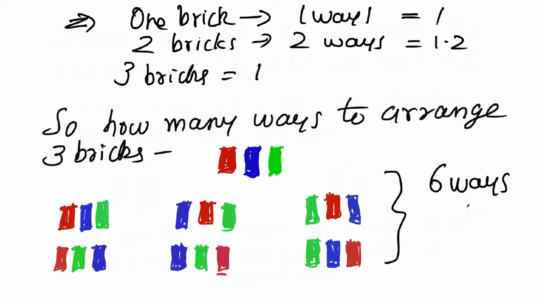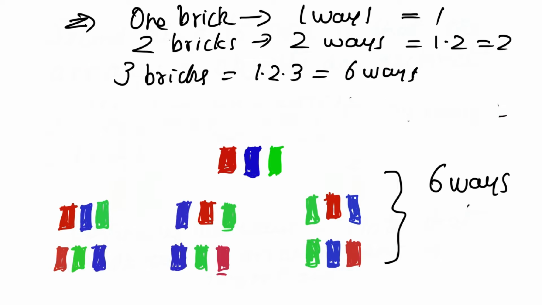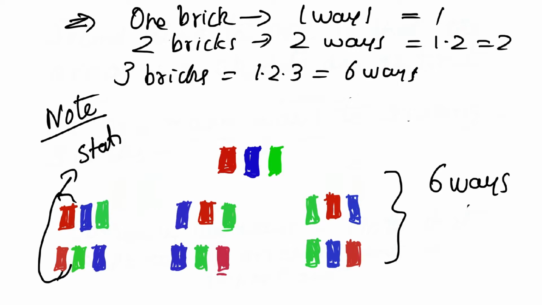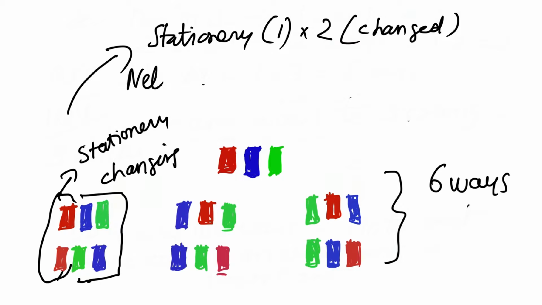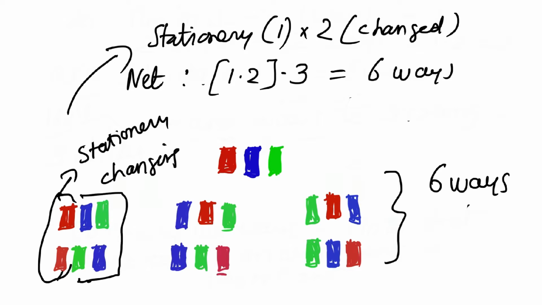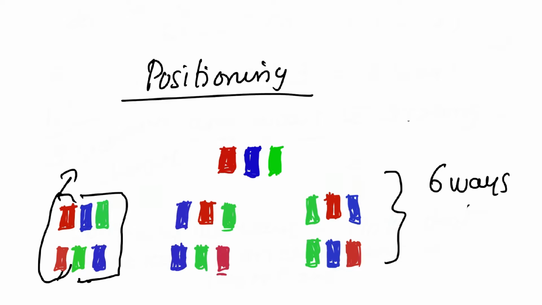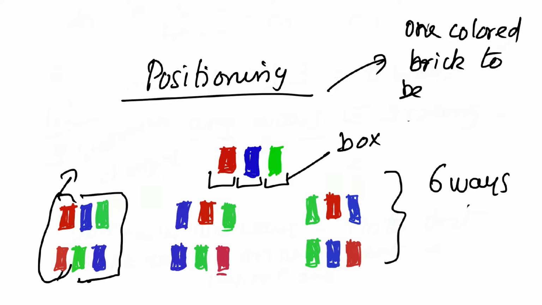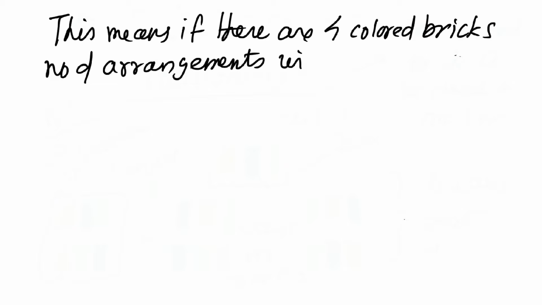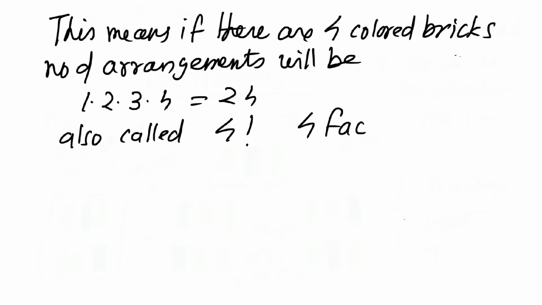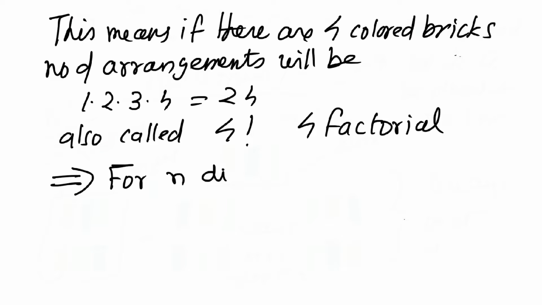So there's a pattern emerging: for one brick, one way; for two bricks, 1 times 2; and for three bricks it's 1 times 2 times 3, that is 6 ways. So basically a very interesting and beautiful pattern is emerging, and this can also be denoted as a factorial. That is, if there are 4 colored bricks, naturally the calculation will be 1 times 2 times 3 times 4, that is 24, which is called 4 factorial.